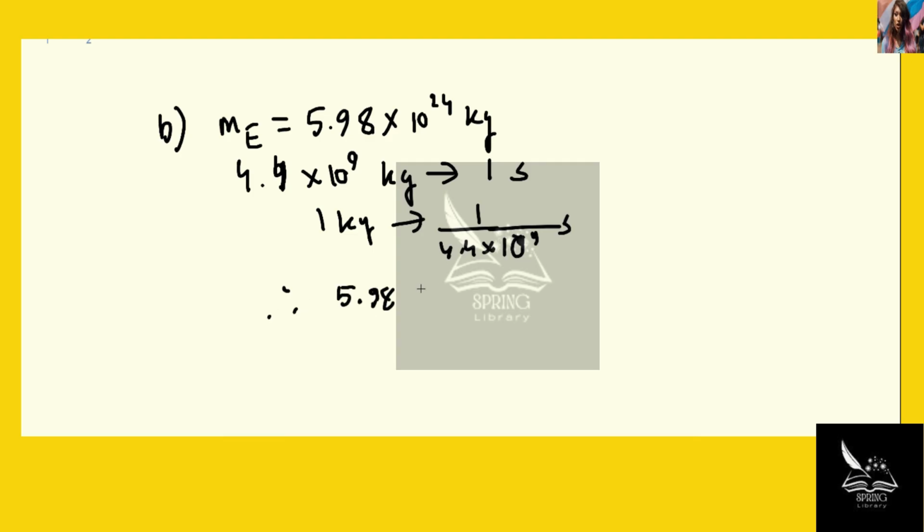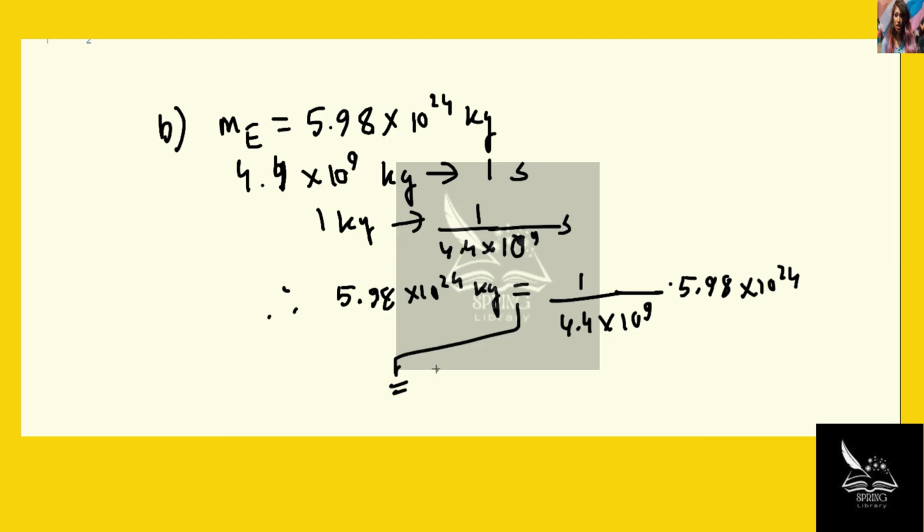Therefore 5.98 times 10 to the 24 kilograms would be lost in 1 over 4.4 times 10 to the 9 times the mass 5.98 times 10 to the 24, which is equal to 1.36 times 10 to the 15 seconds. So, of course, what does that even mean, right?